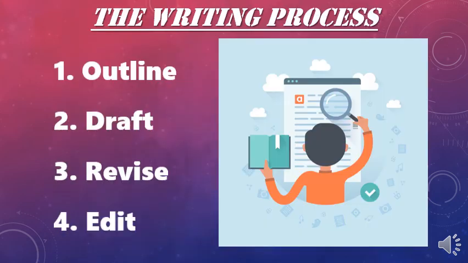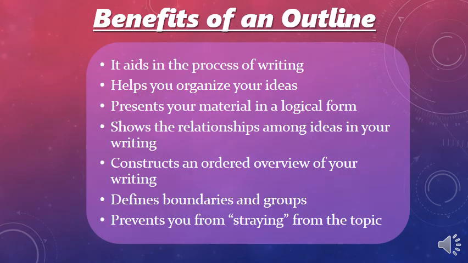So the writing process. So you have an outline, draft, revise, and edit. Benefits of an outline. It aids in the process of writing. It helps you organize your ideas. It presents your material in a logical form. Shows the relationship among ideas in your writing. Constructs an ordered overview of your writing. Defines boundaries and groups. And it prevents you from straying from the topic.